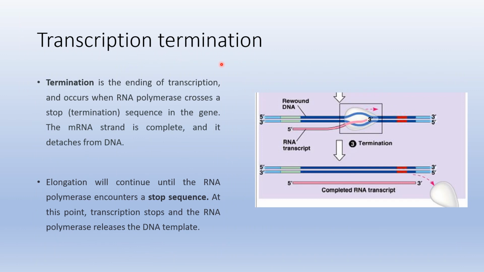Transcription termination is the end of transcription, and it occurs when the RNA polymerase bubble crosses the stop sequence, this termination sequence of the gene. The mRNA strand is complete and detaches from the DNA. See, elongation will continue until the RNA polymerase encounters the stop sequence. At this point, transcription stops, and the RNA polymerase releases the DNA template, and the RNA is formed and the DNA goes back to its original position.